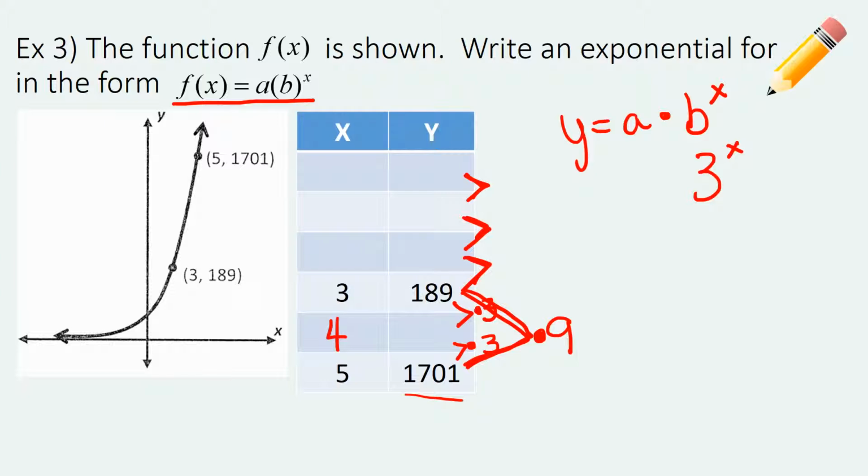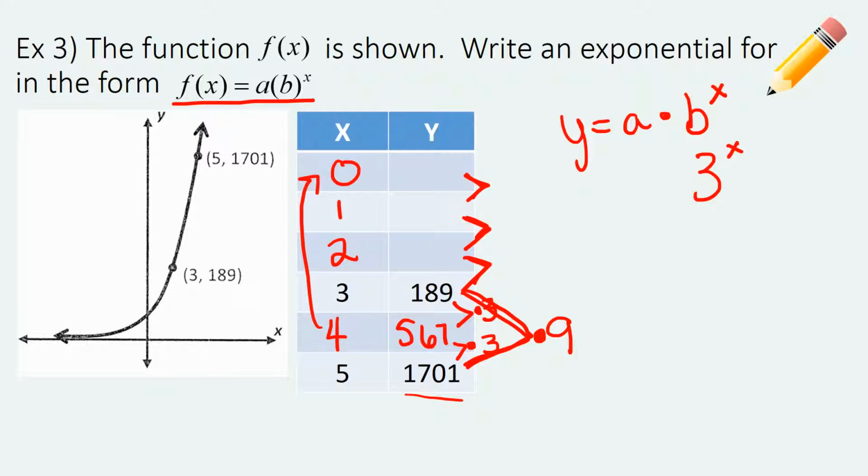So I have to work backwards now. I have to figure out what 1701 divided by 3 is. That means that when I plug in 4, I get back a value of 567. And then if I keep going and I work backwards to this 0 value, I'll figure out what my a is.